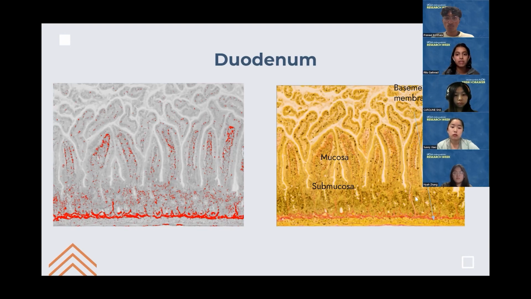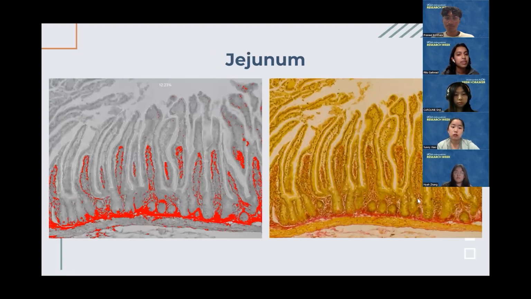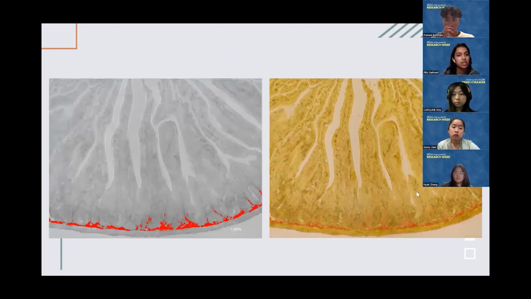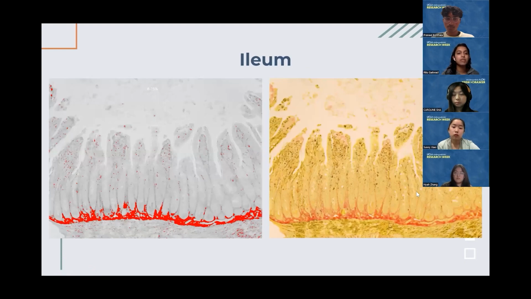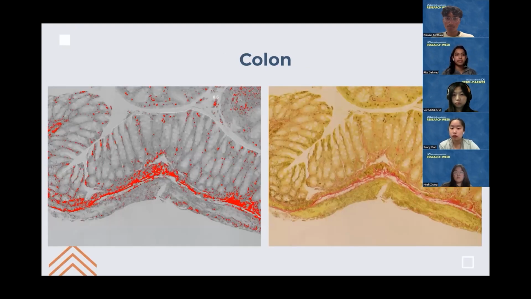Next slide, we have the jejunum, which was stained similarly. We can see the red stains indicate the fibrotic tissue and the inflammation. Another slide of the jejunum. Then we have the ileum, where you can also see red fibrotic tissue in both slides. And then in the colon, we can see the villi look slightly different here. We have the mucosa, which makes up the villi, submucosa, and then basement membrane on the very bottom.